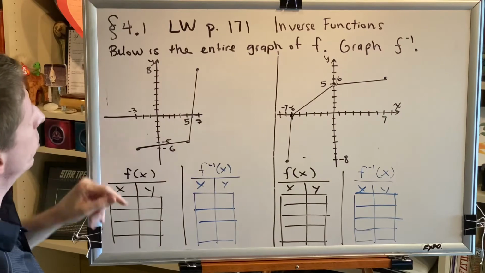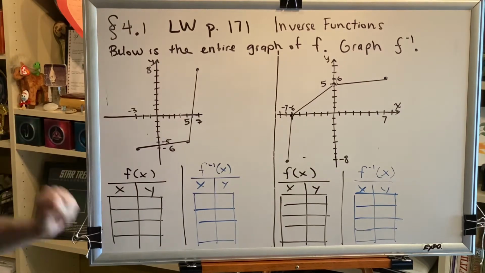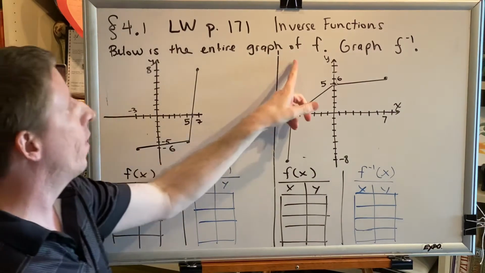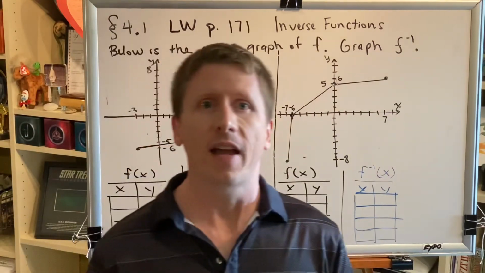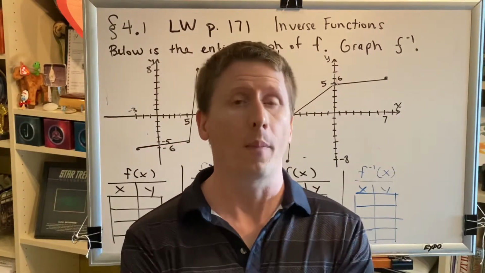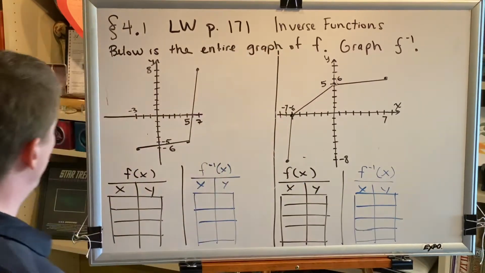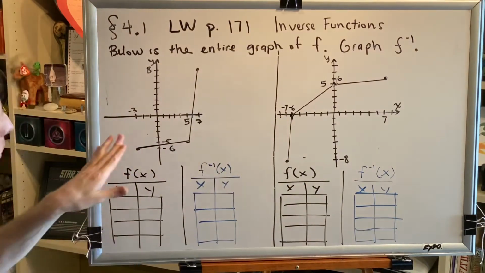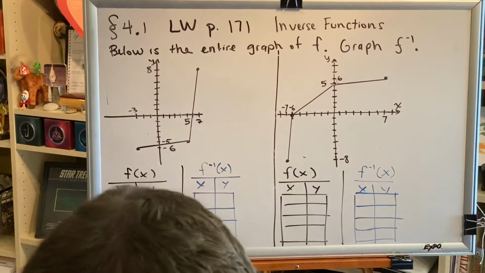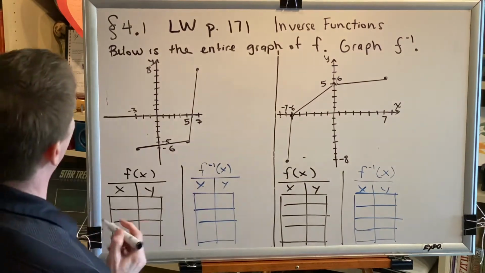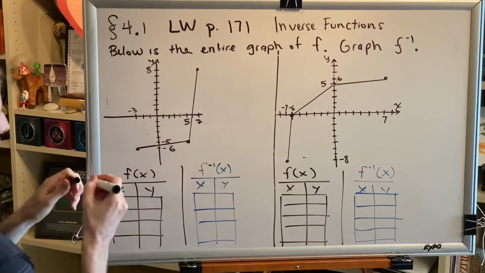All right, below is the graph of f, graph f inverse. We know that a function and its inverse just have their inputs and outputs swapped. Said another way, their x's and y's are swapped. So if you would like to solve a problem like this, the first thing that you should do is make a list of the points from f of x that we know.